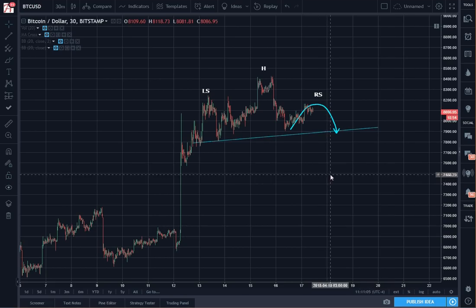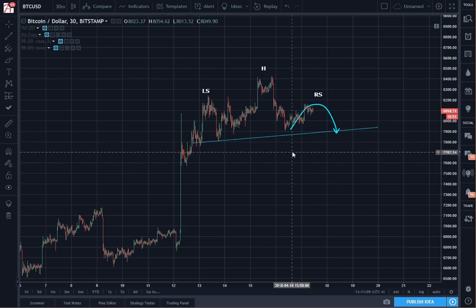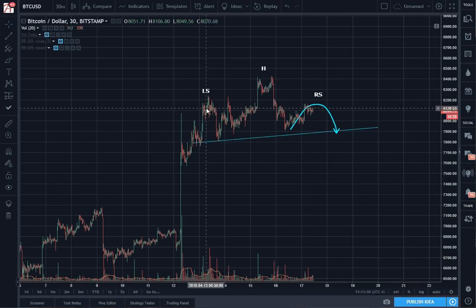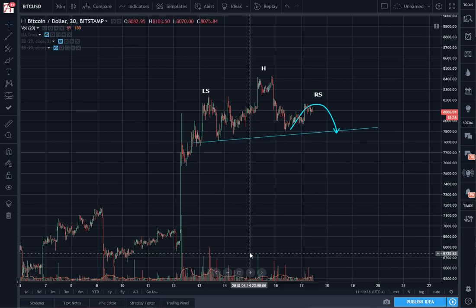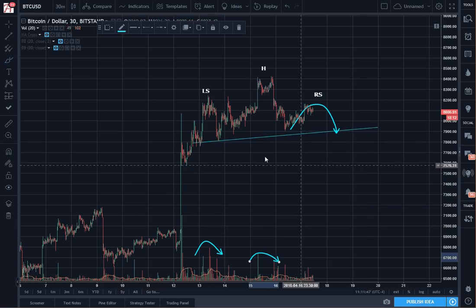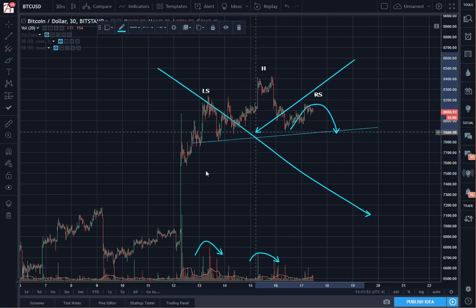Now, one of the very important facts of using patterns is to look for volume confirmation. So let's take a look at the volume. And it doesn't confirm. So if this is the left shoulder, the height of the volume of the left shoulder cannot be higher than the height of the volume of the head. So there is no volume confirmation for this head and shoulders potential. So I'm going to scrap that idea.